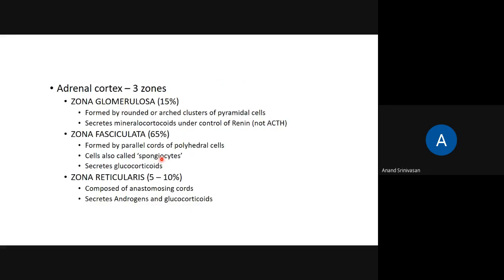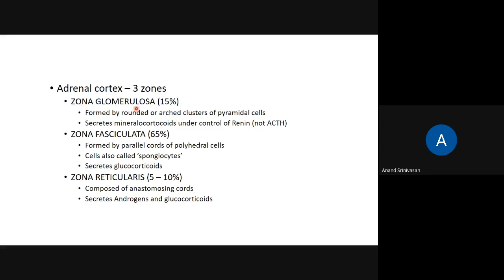Now that's about the medulla. Now what about the outer cortex? The outer cortex is divided into three parts, from outside to inside: zona glomerulosa, zona fasciculata, and zona reticularis.